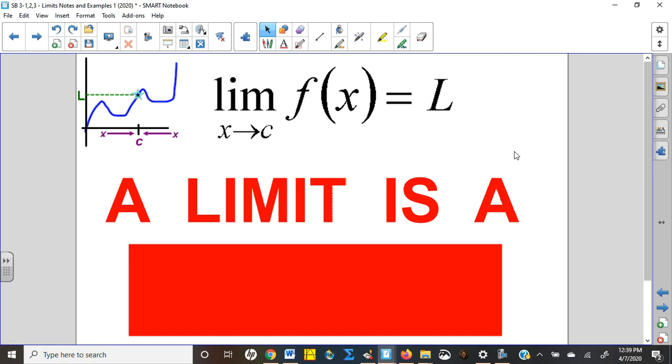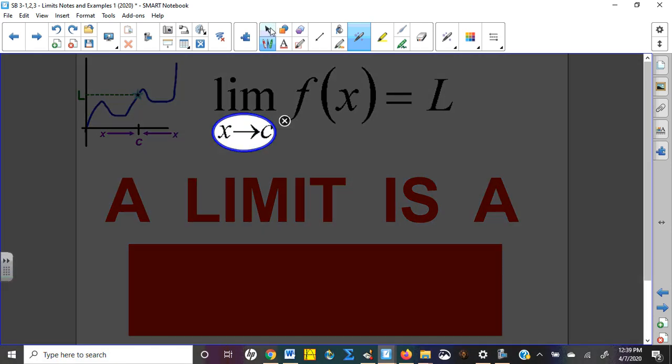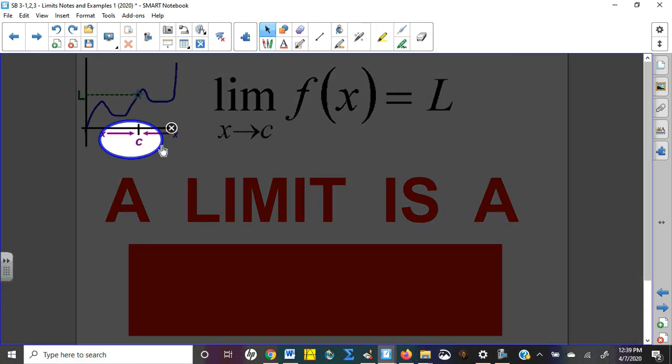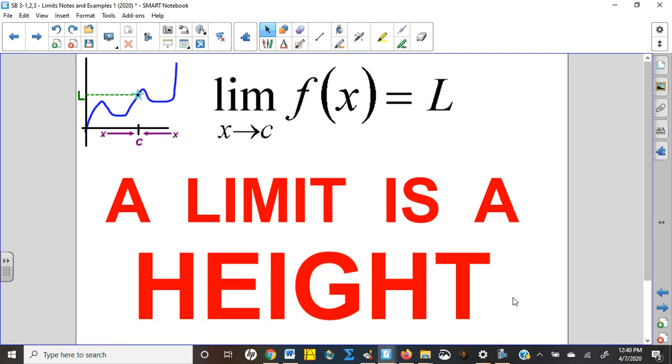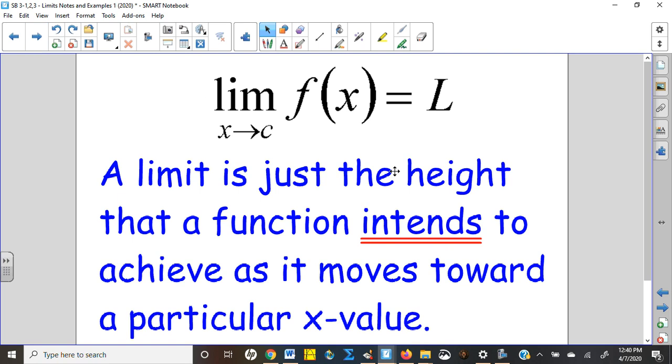What is a limit? If we look at our picture over here, we can see that as x is approaching c, so as x is getting really, really close to c, our function should be approaching an L. What is an L? Well, it's on the y-axis, so I think that a limit has to be a y value. But what is any y value? It's just height. And that's really what a limit is doing. A limit is just a height that our function wants to try to get to.